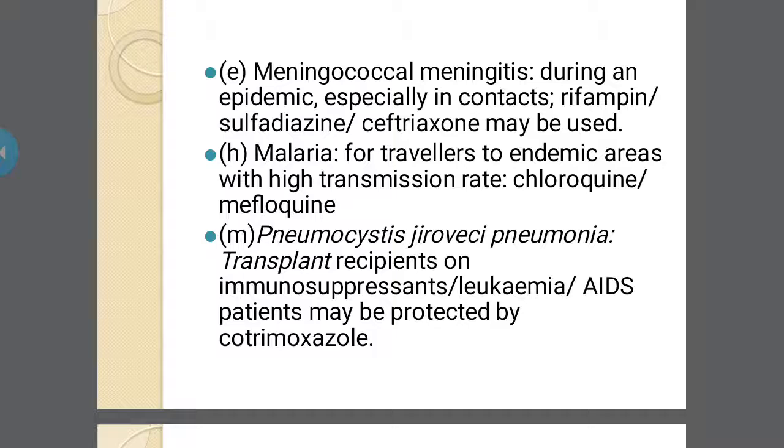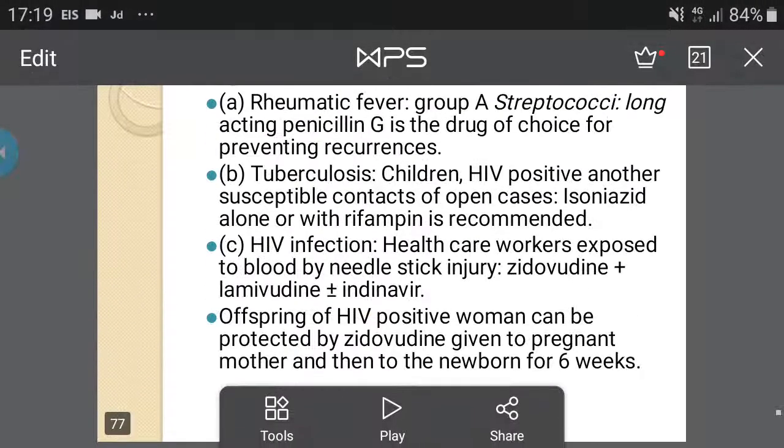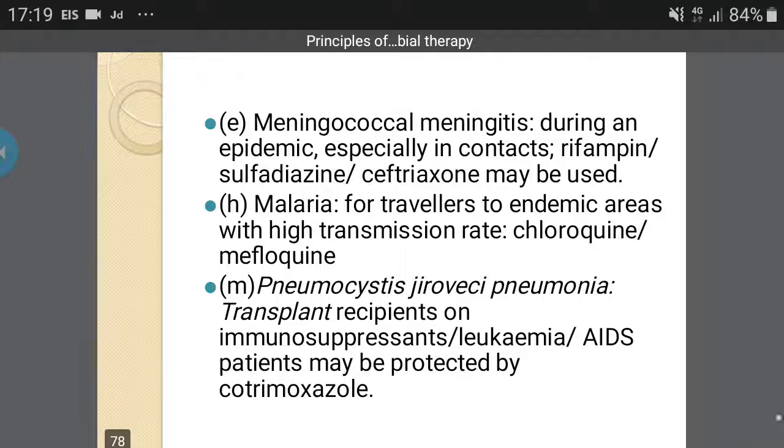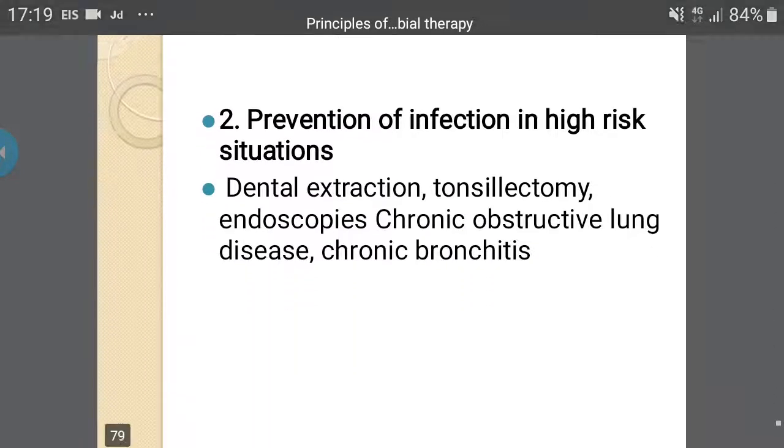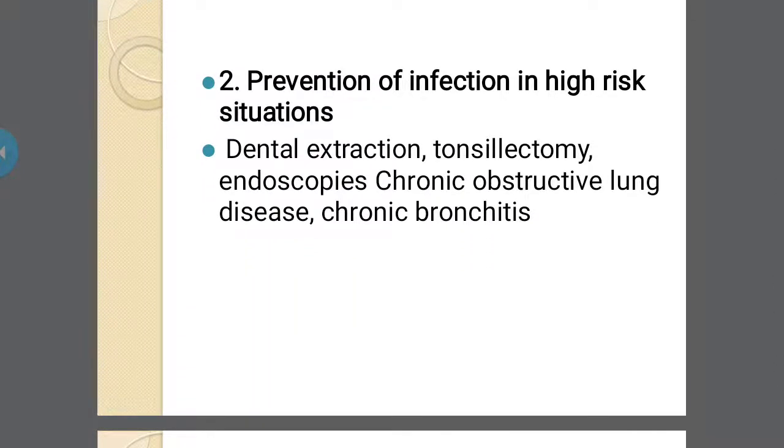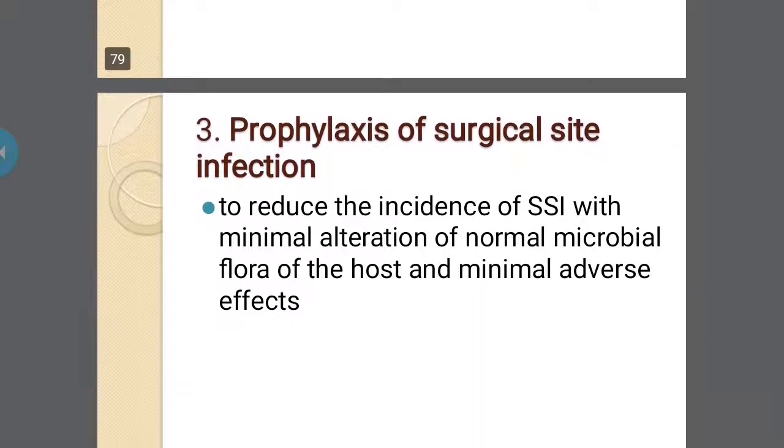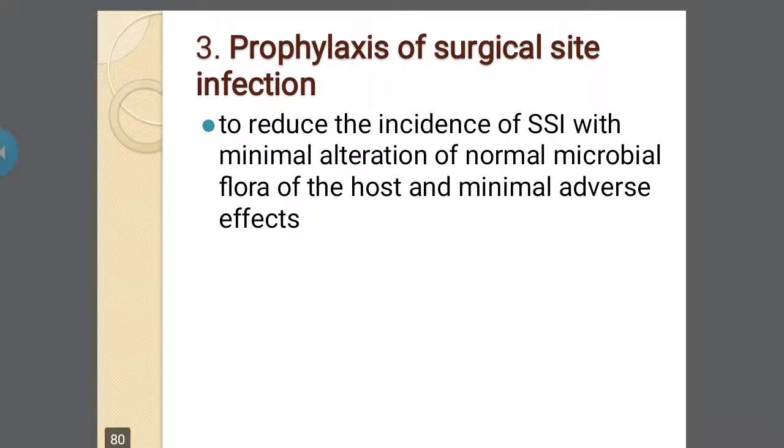Malaria: for travelers to endemic areas with a high transmission rate, chloroquine is used. So if a European wants to visit India, he or she needs to take chloroquine for prophylactic purposes to prevent malaria. So remember the rheumatic fever, remember the tuberculosis, remember the post-exposure prophylaxis. We shall discuss it again. Prevention of infection in high-risk situations like dental extraction, tonsillectomy, chronic bronchitis: often antibiotics are given before development of the infection. Prophylaxis of surgical site infection.